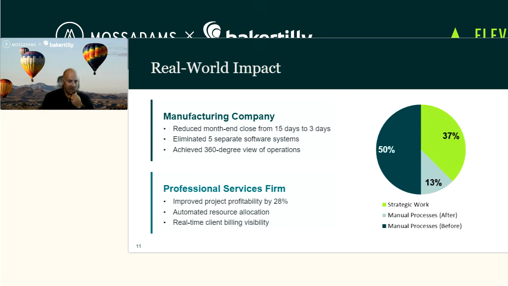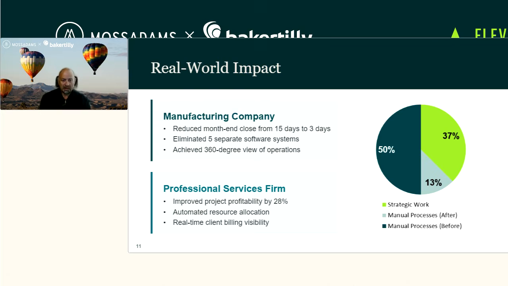So let's talk about some real world impact. A couple of different clients that we've had over the years here at Moss Adams, now Baker Tilly, within our NetSuite group. One instance comes to mind of a manufacturing company. This is probably one of the most impactful changes that was made for them. They took their month-end close from 15 days. We see this actually go out to 30 days in many instances, depending upon how many different pieces of data you're trying to consolidate. They reduced that down to 3 days.